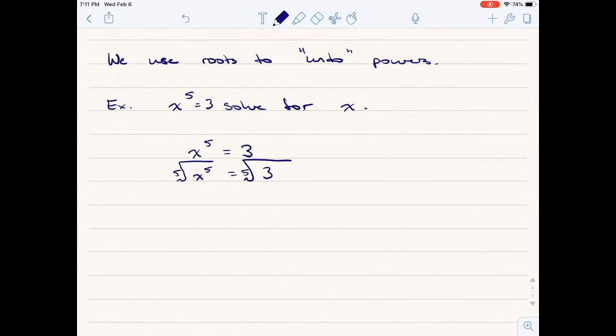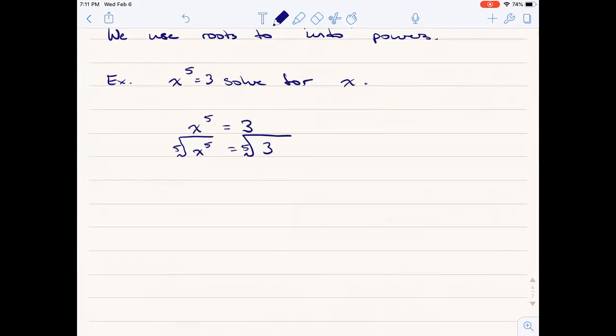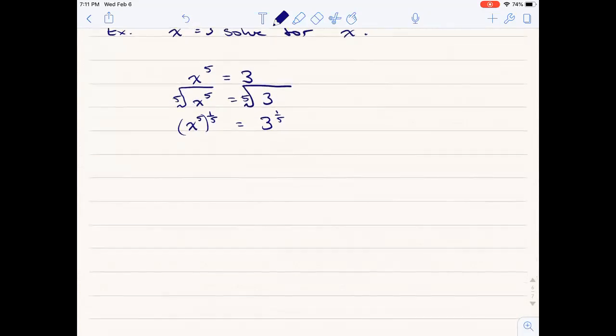If we rewrite x to the power of 5 and then the square root of 5 as a power, you'll see why they go away. So you don't have to show this every time, but I just want to show you where it's coming from. So you've got x to the power of 5 to the power of 1 over 5, which is 3 to the power of 1 over 5.